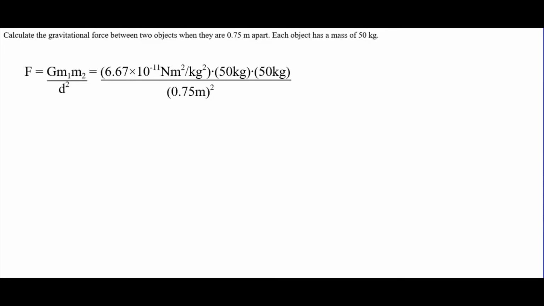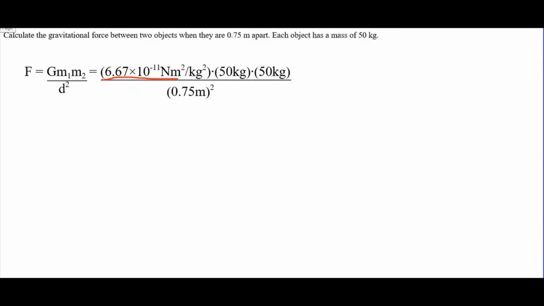Calculate the gravitational force between two objects that are 0.75 meters apart. Each object has a mass of 50 kilograms. So this is just kind of getting used to the equation. Recognize that you're just doing a force of gravitational attraction. Therefore, you just plug in the numbers. There's a lot of plugging and chugging in this unit. You'll have this number memorized shortly: 6.67 times 10 to the negative 11 newton meter squared per kilogram squared. Yes, those units are ugly, but you'll get used to it.